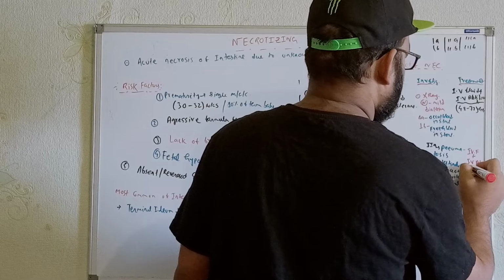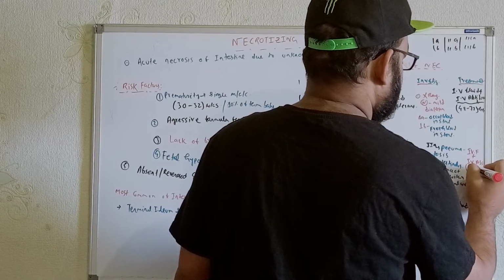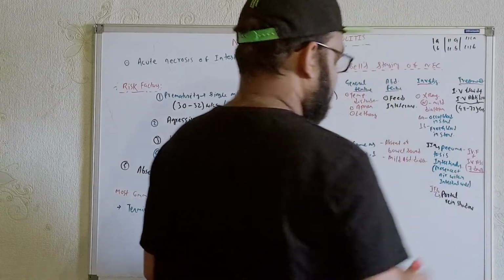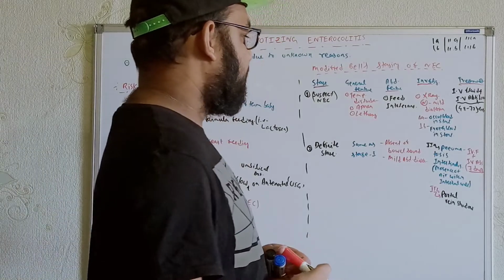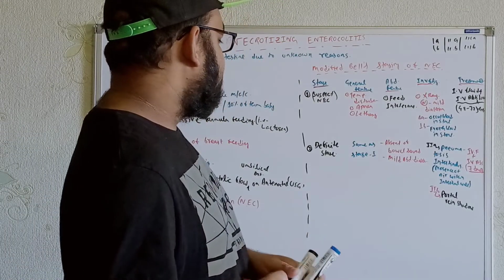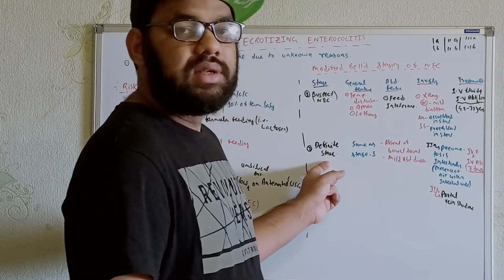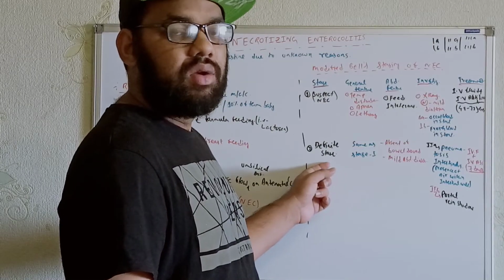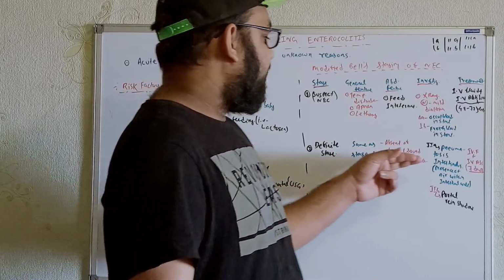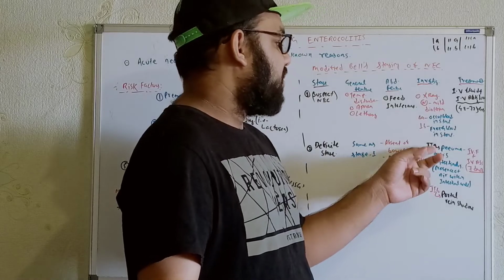And we have to give it for, for example, 7 days. For 7 days, and we have to check the individual again to see whether we are getting any problems or not. So what did I say in terms of the definite stage, or you can say the second stage of necrotizing enterocolitis, in terms of the investigations?